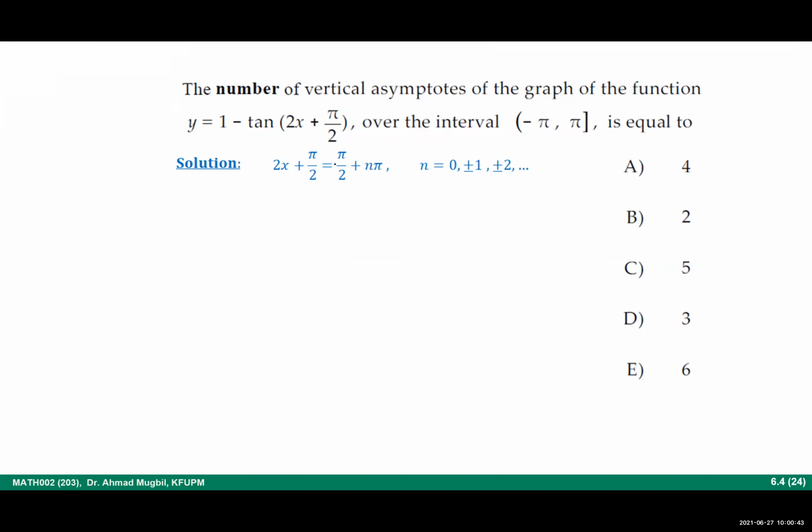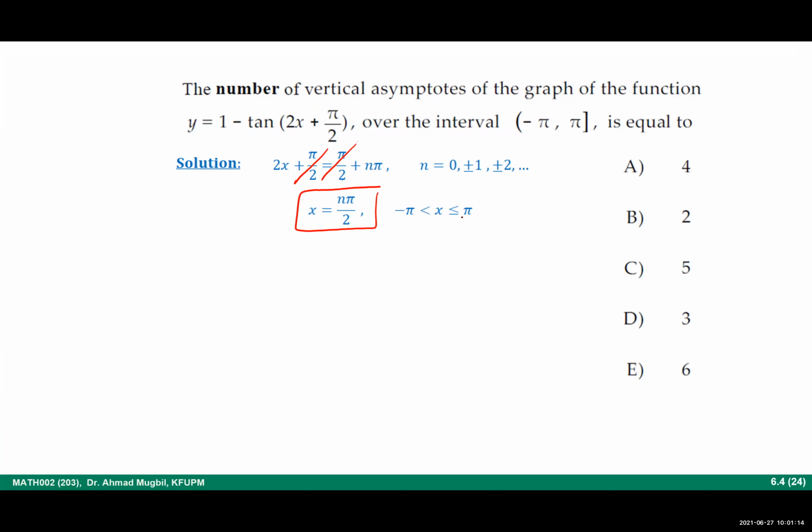The second method is what? To put the argument equal to the zeros of what? This is tangent. It is sine over cosine. So it is equal to the zeros of cosine. Now solve this for x. This cancels with this, and this cancels with this, and you have now 2x divided by 2. It will be x equals n pi. Now these are all the vertical asymptotes.